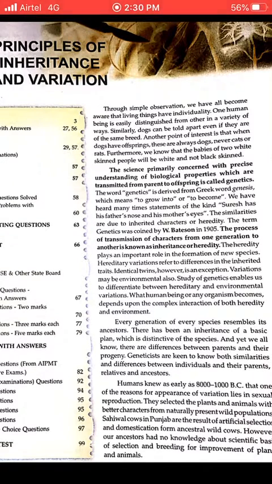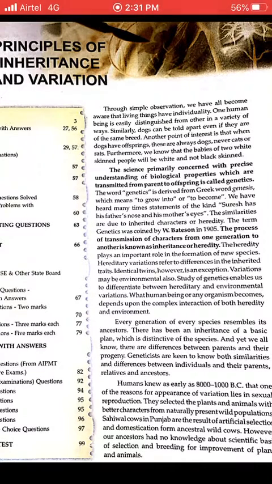That means if our parents have a good shape of eye, or blue eyes, or black eyes, or brown eyes, they are transferred to the offspring. That transmission of certain characteristics is considered genetics, or we can say we study this under the topic known as inheritance.